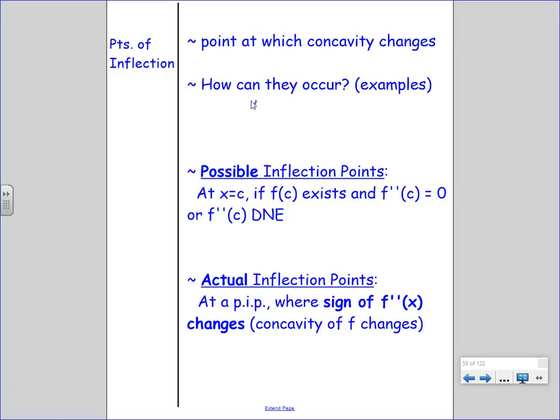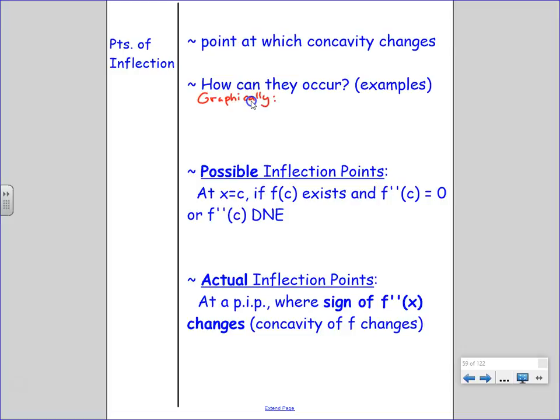Points of inflection. Who are they? Points at which concavity changes. How do they occur? I'm just going to show graphically how they occur, and then we'll write algebraically how they occur.